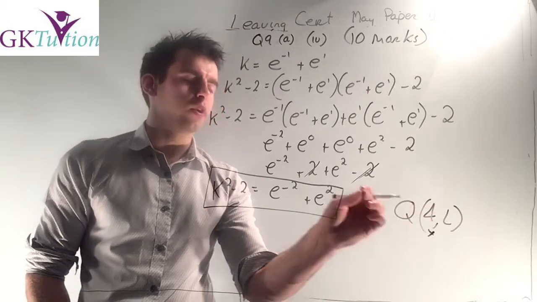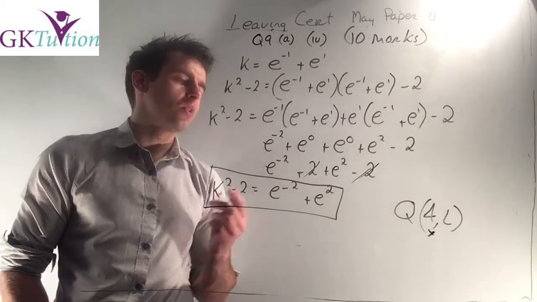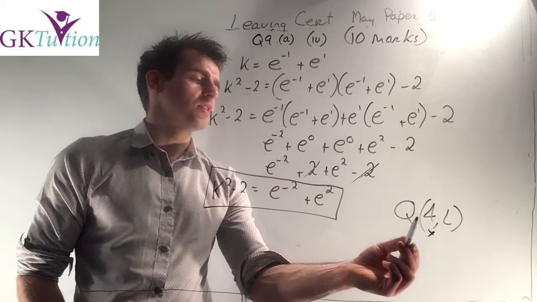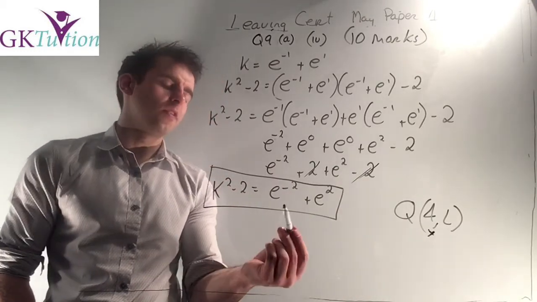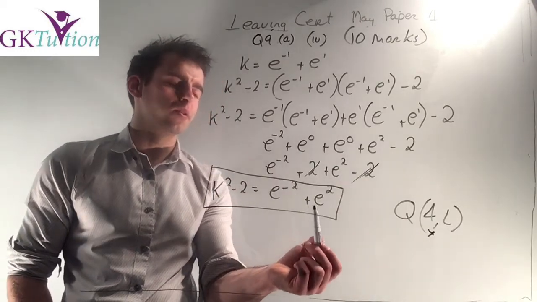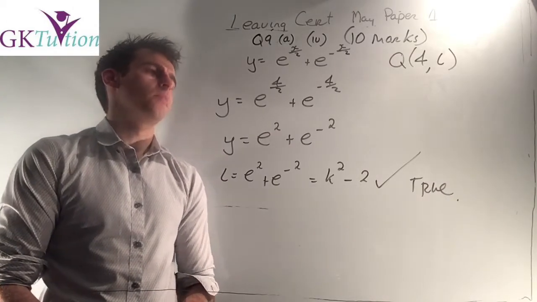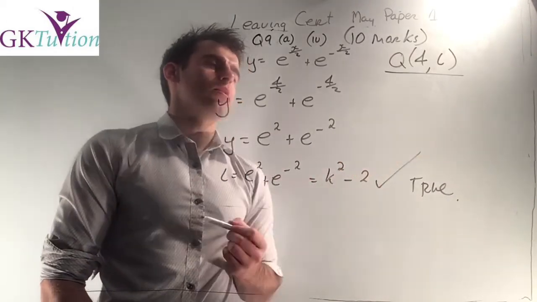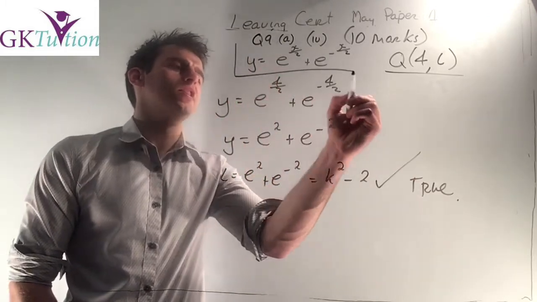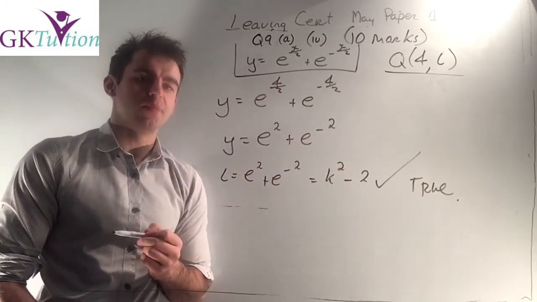L is the y-coordinate of the point Q. So now in order to find L, I need to sub in x equals 4. And hopefully my answer will be e to the minus 2 plus e to the power of 2. So now I need to go just a little bit further. I'm subbing in x equals 4 into my function, which is e to the x over 2 plus e to the minus x over 2.